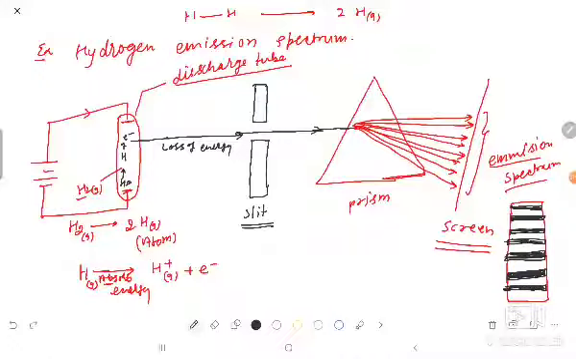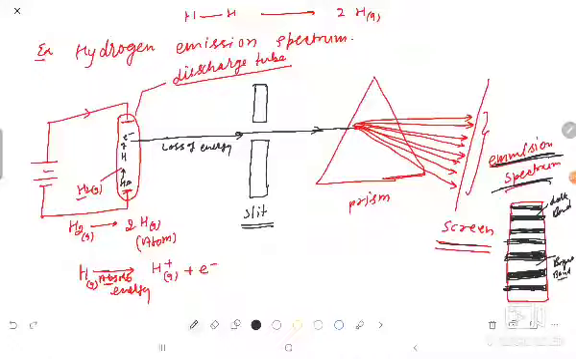In the spectrum on the screen, some bands will be there. Everywhere will not be colorful light. Suppose this one is there, that is going to be a dark band. A dark band means where no radiation is there. And here the gaps are there, that is called a bright band. Some color will come in the bright band.